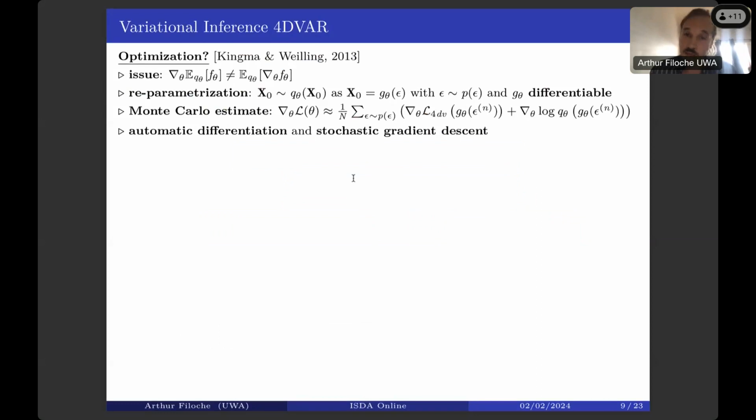How do we optimize such a loss function? It's not immediate because of the expectation, and particularly the gradient of the expectation does not equal the expectation of the gradient when the distribution depends on the variational parameters. Hopefully, we can mimic what's done in the machine learning literature, and particularly in the paper that introduced the variational autoencoder: reparameterize the posterior, use Monte Carlo estimates, and then automatic differentiation.